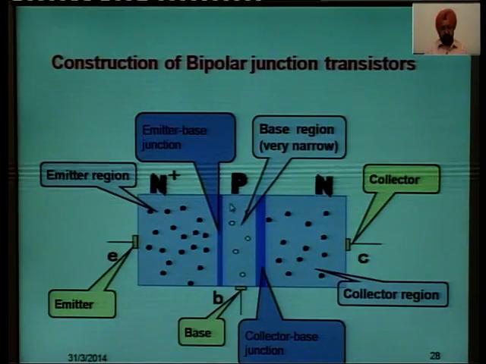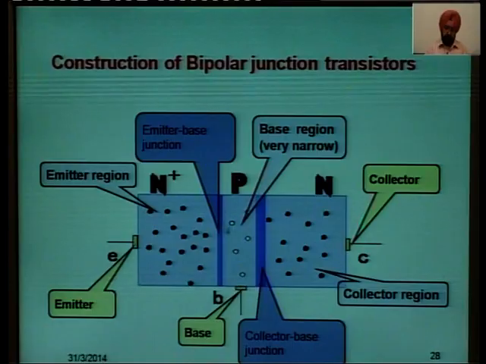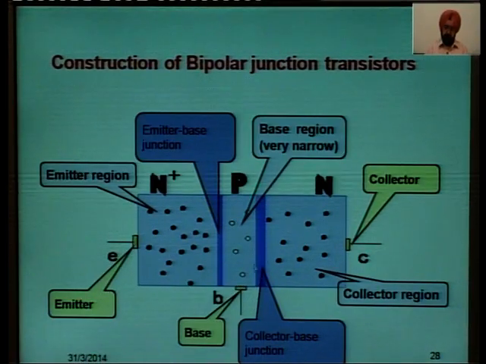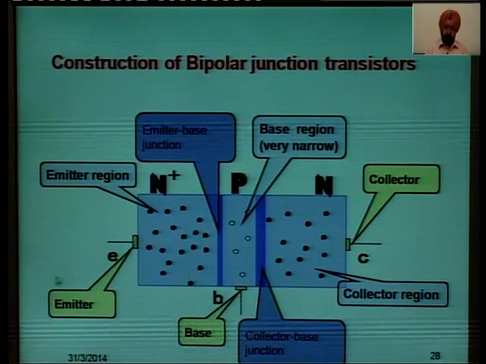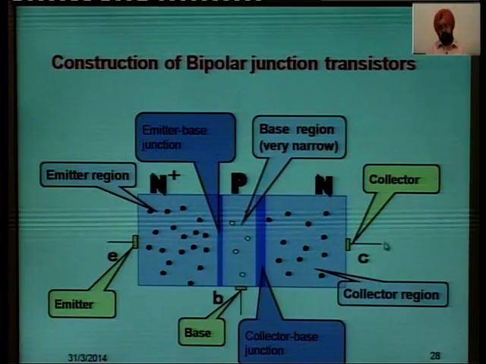This is the base region, this is very narrow, and this is a junction which is formed and we call it the emitter base junction. This is the collector base junction, this is the lead which shows the base, this lead goes for the emitter and the one coming out from the collector goes as the collector lead.